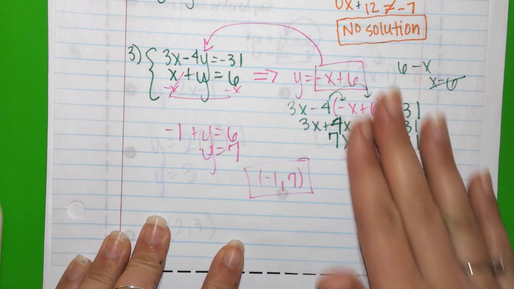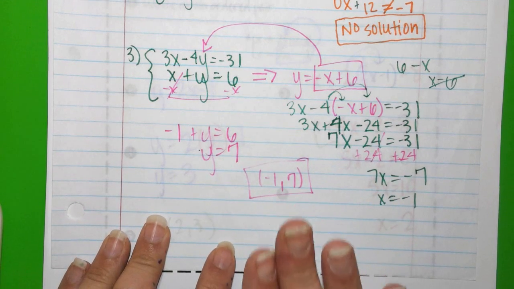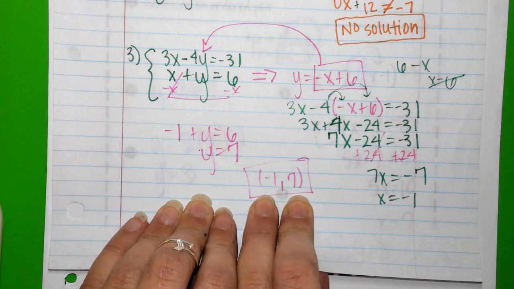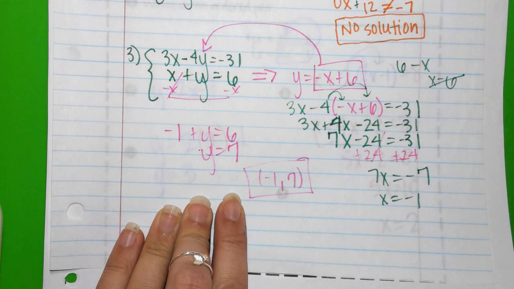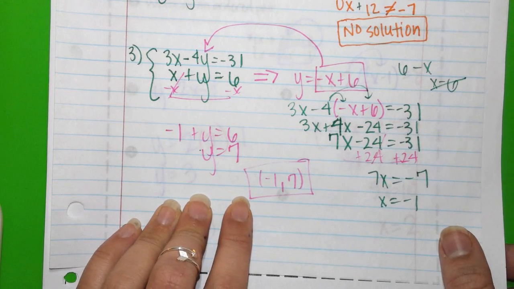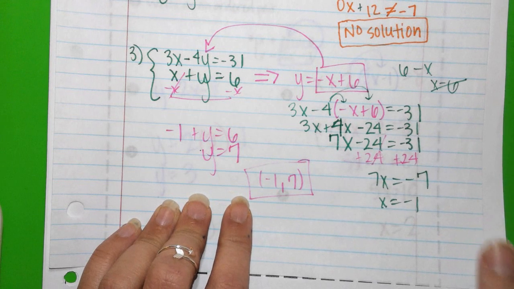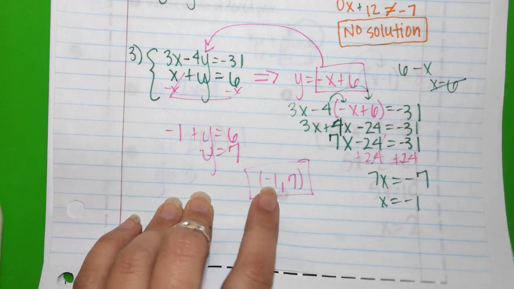Okay, do we need to do another substitution? No, I'm pretty good. How about I give us another substitution for homework? With elimination. Yes, let's do that. We got to move on to elimination. We haven't done elimination. The one we just did was substitution.